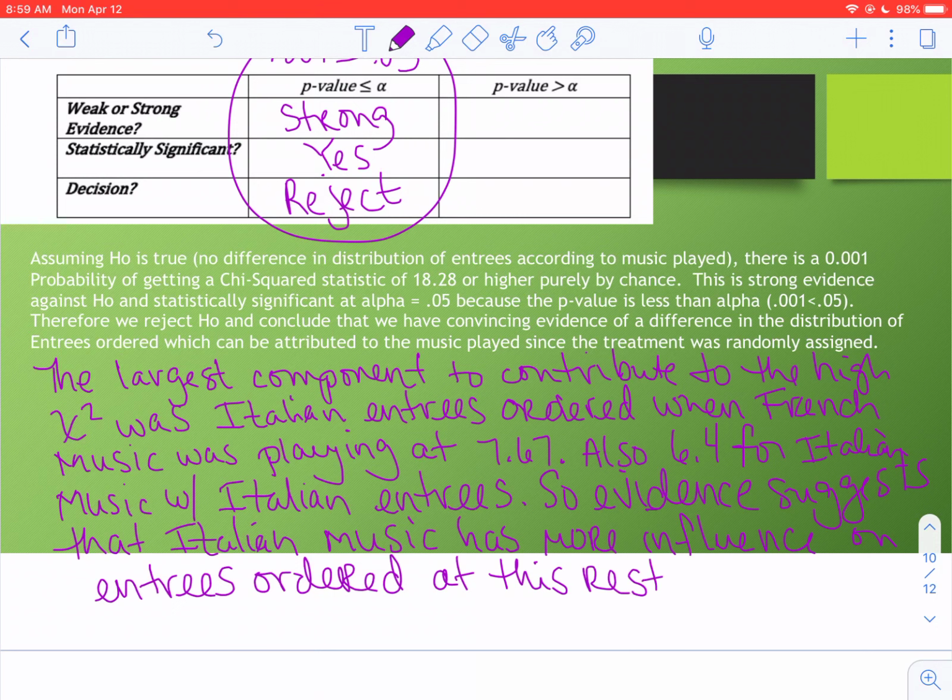Okay, now notice I say at this restaurant because that's our population. We cannot use this evidence to say that it would be true at other restaurants. So be careful with that.